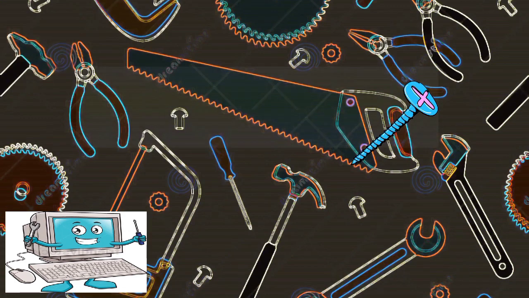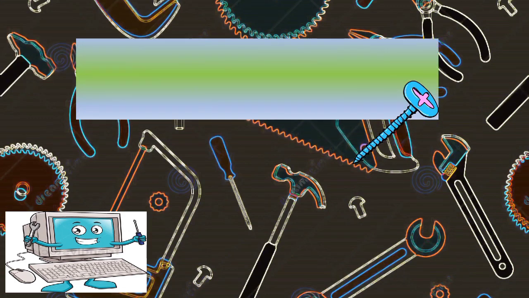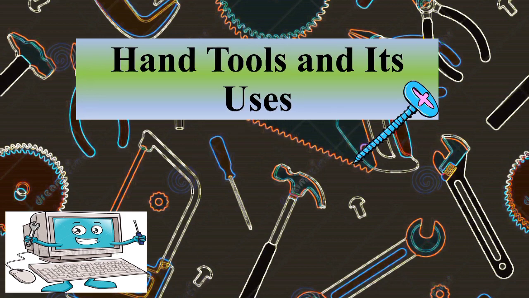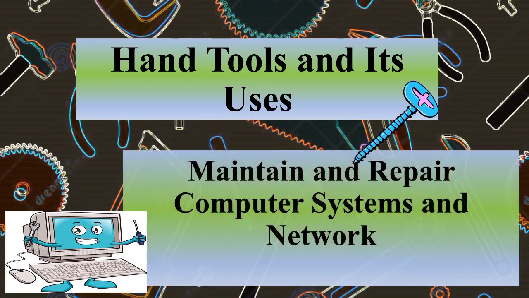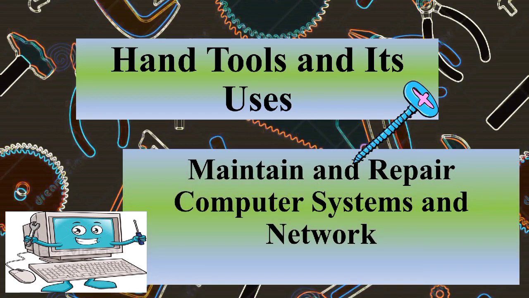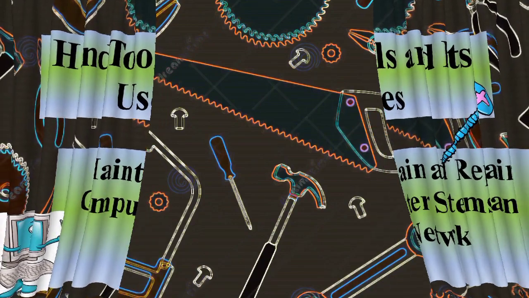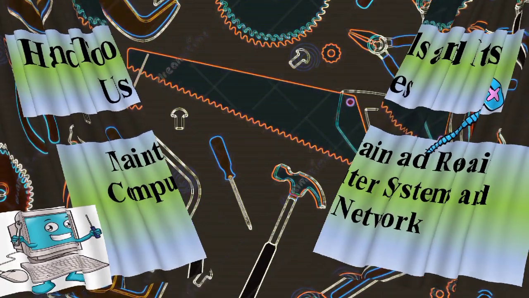So our topic for today is about hand tools and their uses under the competency of maintaining and repairing computer systems and network. Okay, before we proceed, let me share my objectives.